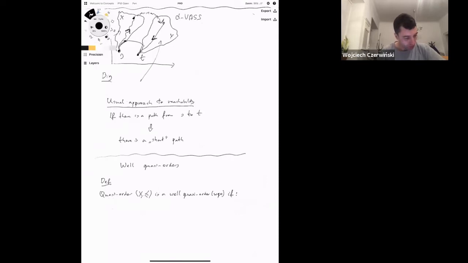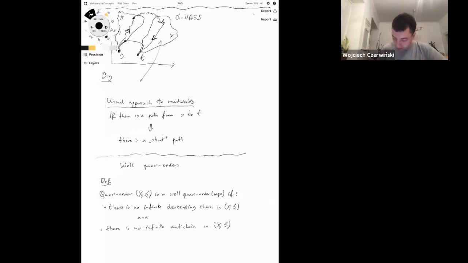If, first of all, so there are two conditions. There is no infinite descending chain in this quasi-order, and there is no infinite anti-chain in this.